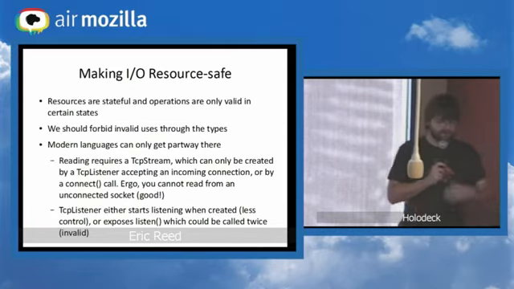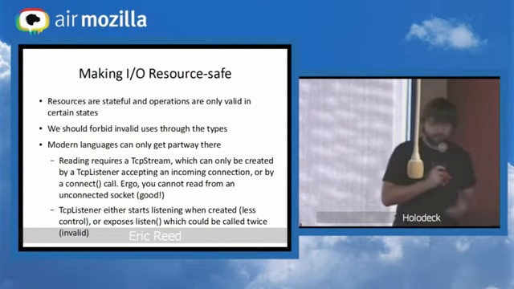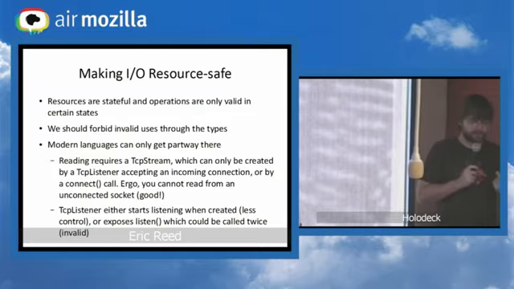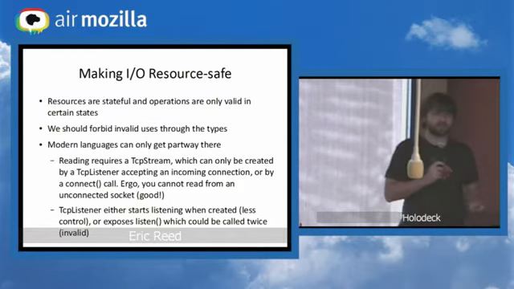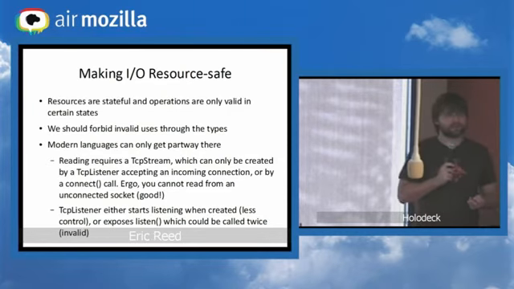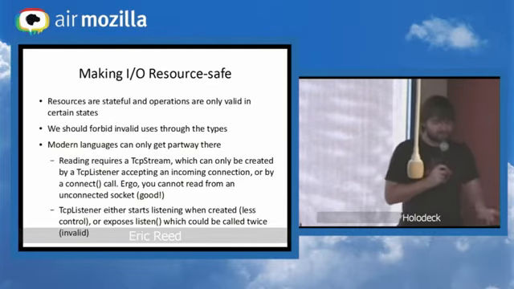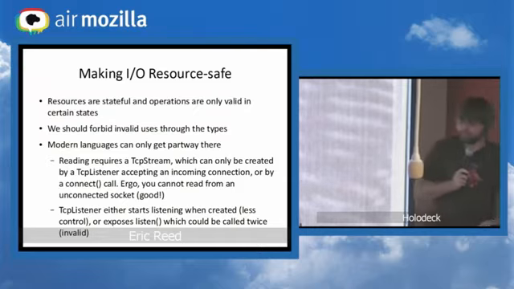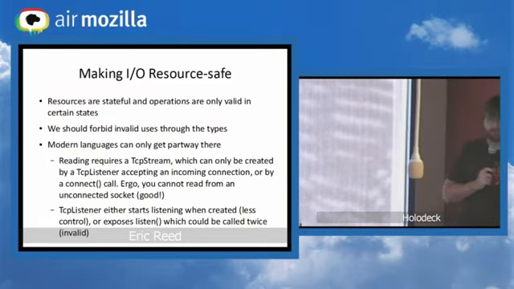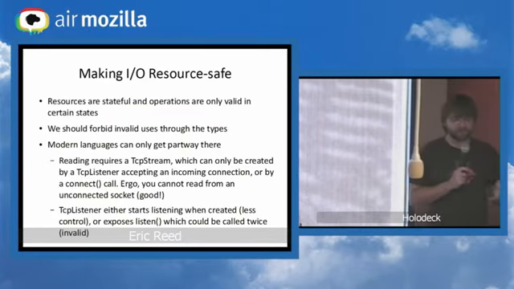Another example here is if you have a listener, you have basically three ways you could structure it. Either it starts listening when you create it, or it starts listening the first time you try to accept something, or it exposes a particular listen method that you have to call explicitly. And if it starts listening when you create it, that gives you a little less control, which is acceptable, but it'd be better if we could control it.